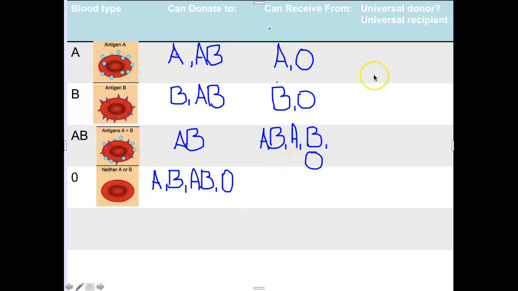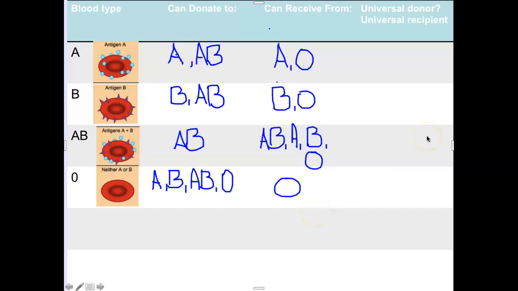If you're type O, who can you receive blood from? So because you don't have either type, you don't have type A or B, so both A and B are going to be foreign to you. So you can't receive blood from anybody with an A or a B on the surface of the red blood cell. So the only blood type available to you to receive would be type O, okay?